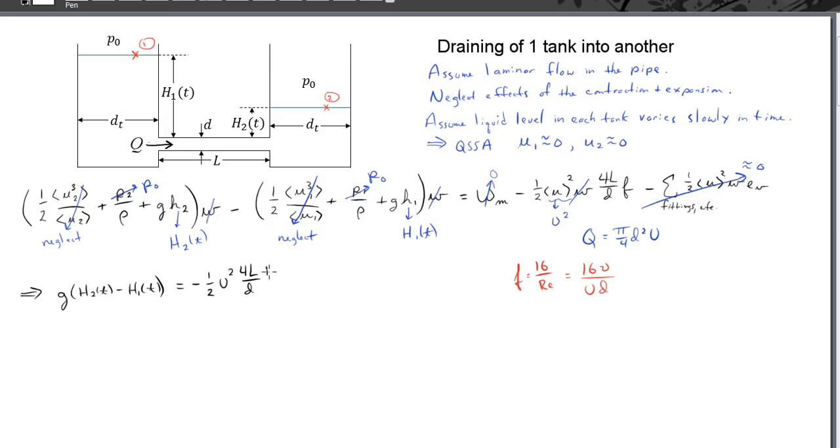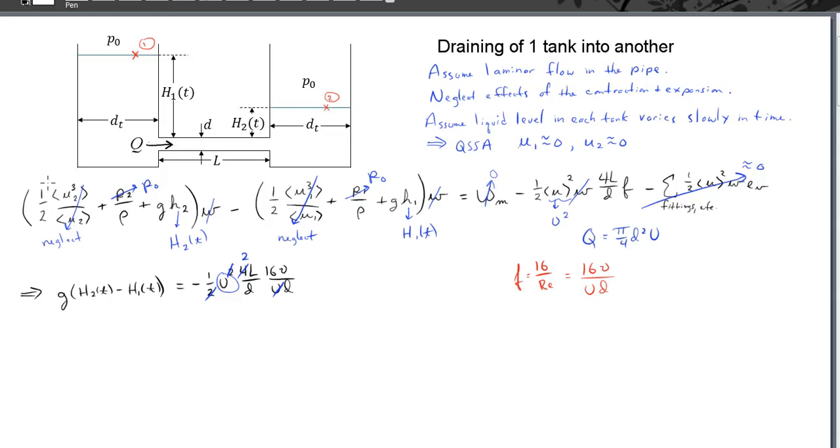And f is 16 nu divided by U times D. So we can see one of the U squareds cancels with this U here, and we have 16 times 4 over 2, which gives us 32. So we can now solve this expression here for the velocity U, which is the main goal of applying the mechanical energy equation.